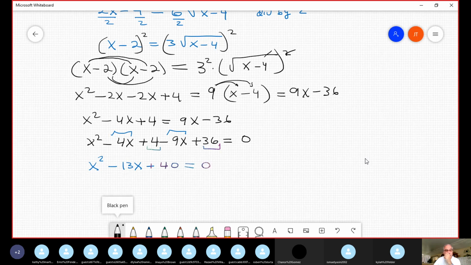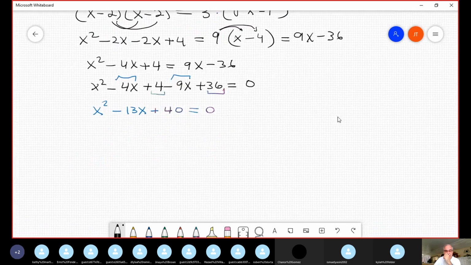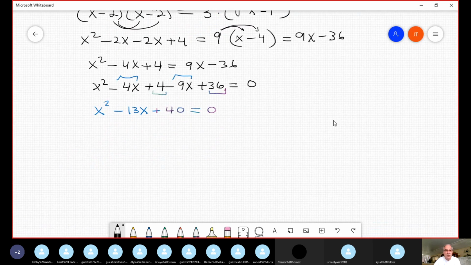Okay, nice. And then in this moment, we have a trinomial. What kind of trinomial do we have? A regular trinomial, because the coefficient here is 1. So it's super easy. You open two parentheses, you put the name of the variable as x, and you try to find a combination. Give me two numbers that multiply to give 40, and when you add or subtract, give me 13.